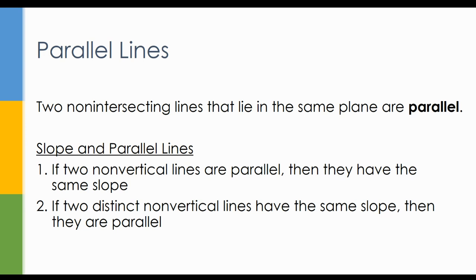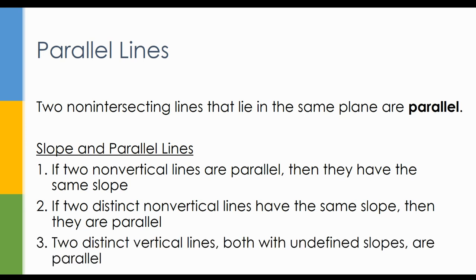So if you know you have parallel lines, that's because they have the same slope. If you have two lines with the same slope, then you know that they're parallel. If you have two distinct vertical lines, both with undefined slopes, they're going to be parallel.